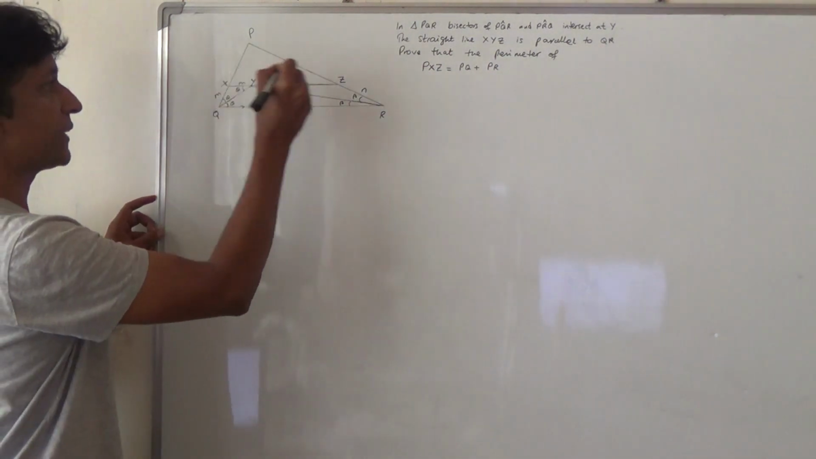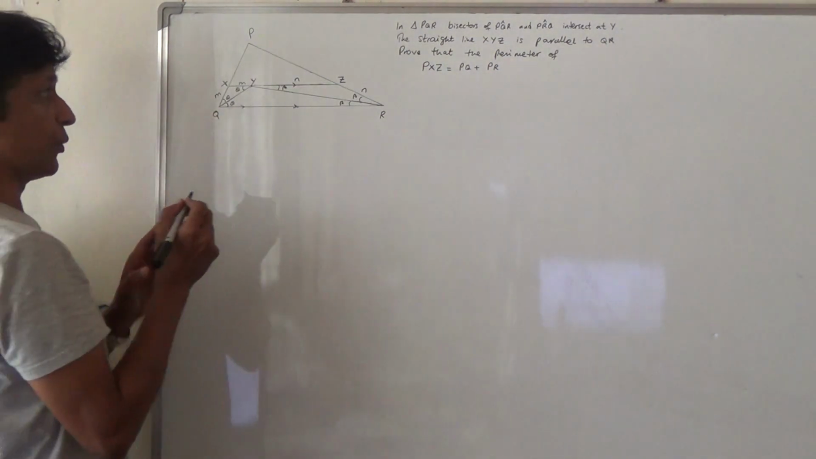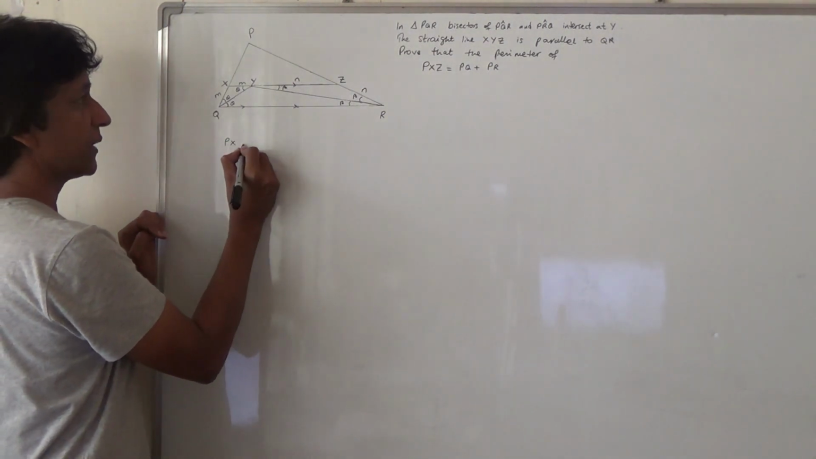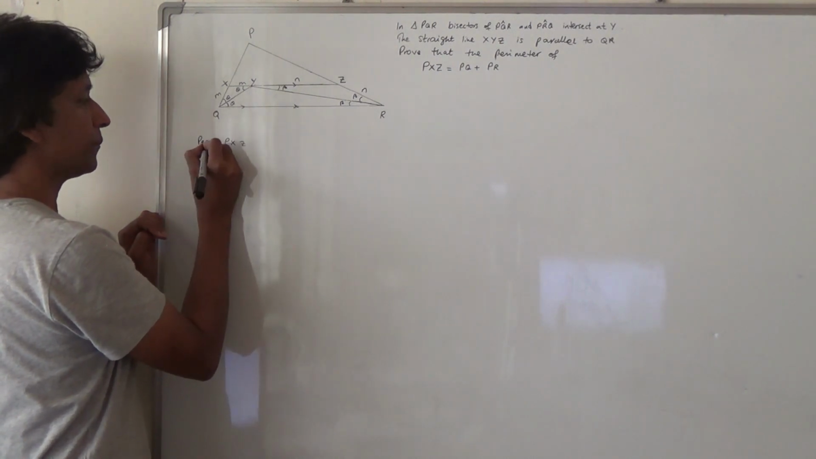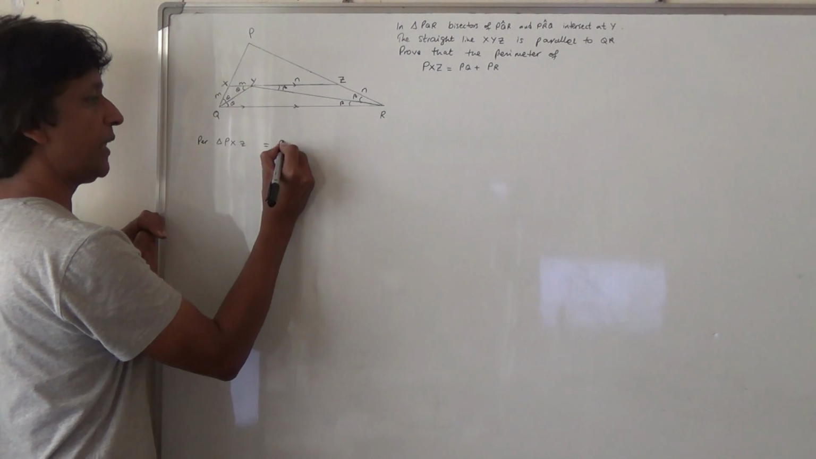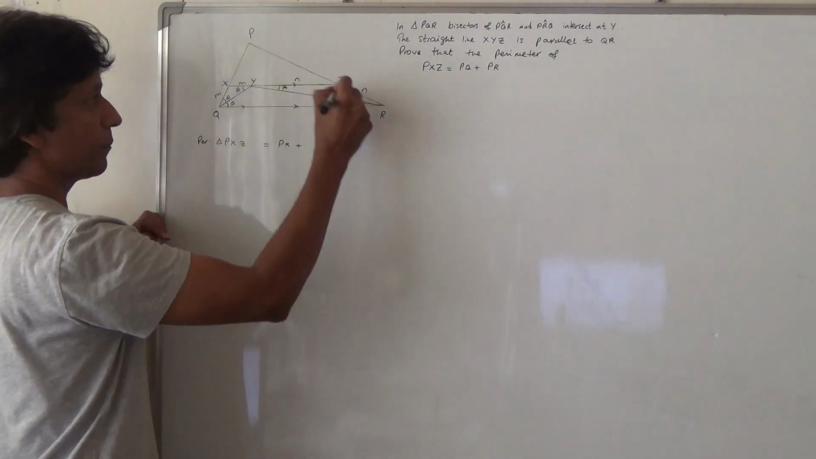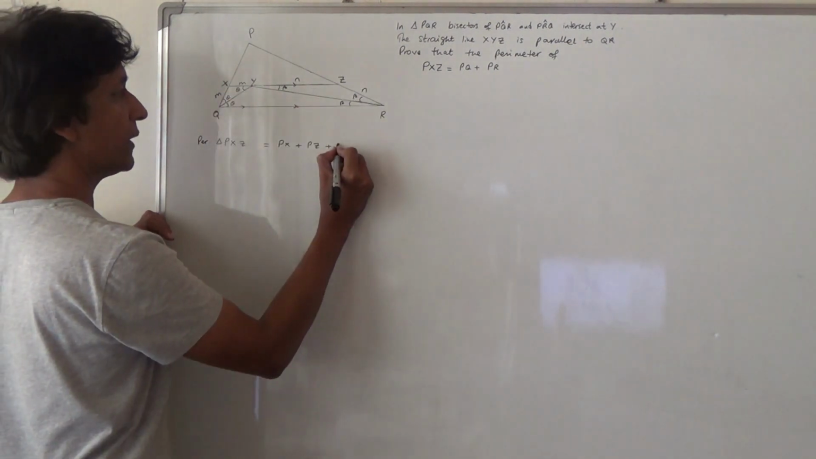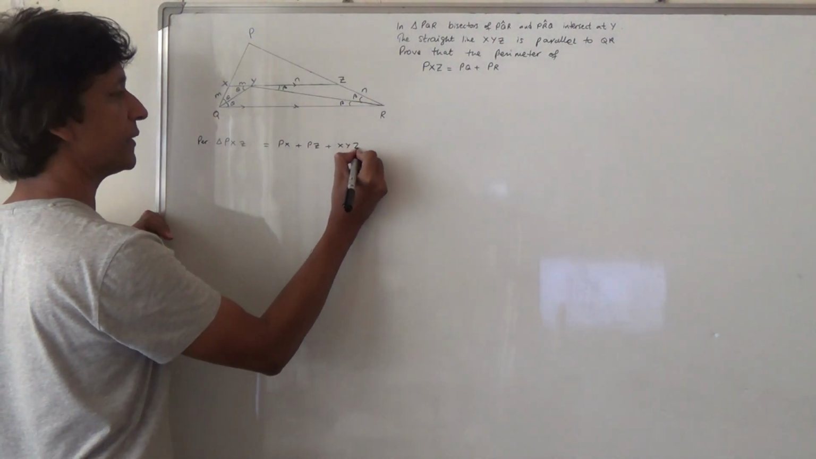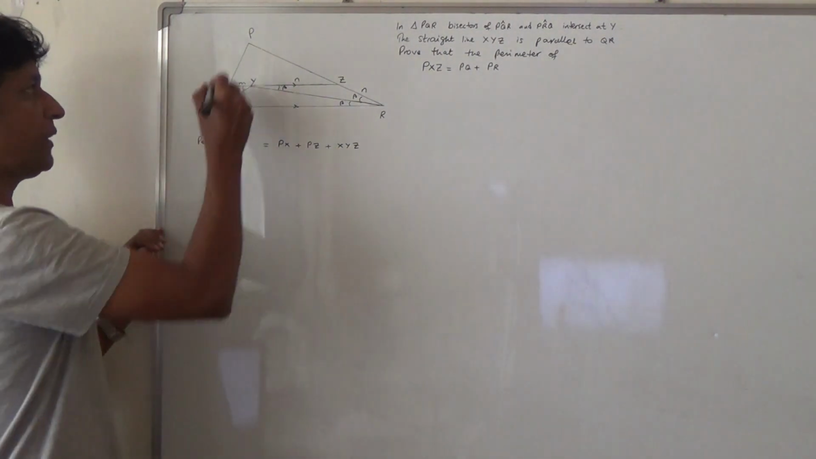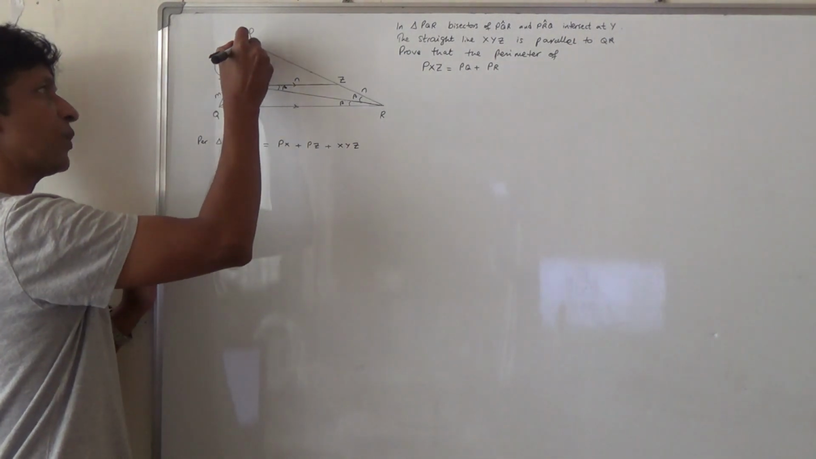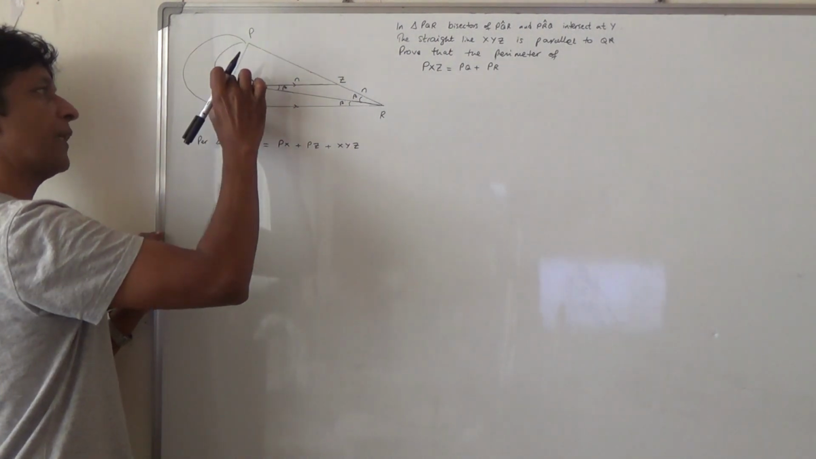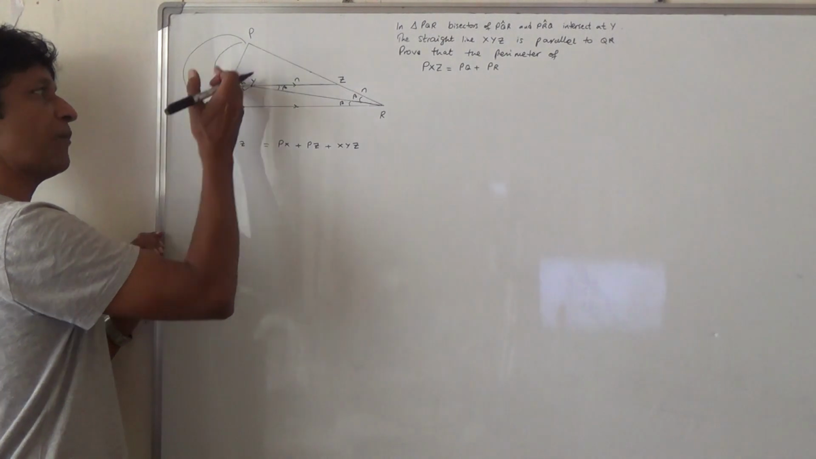So PXZ. Alright, so what do we do? We find the perimeter of triangle PXZ. Now its perimeter is going to be equal to PX plus PZ plus XYZ, that's the length. Now what is the length of PX? PX is obviously PQ minus M. If you take this length and you subtract M, you're going to get that small one.